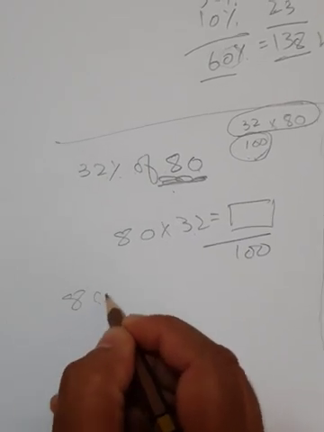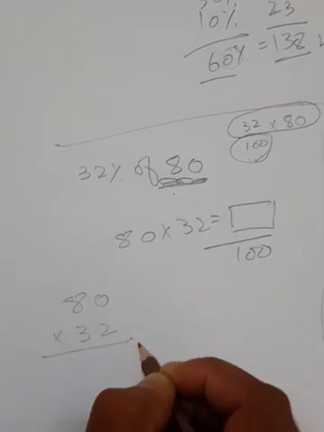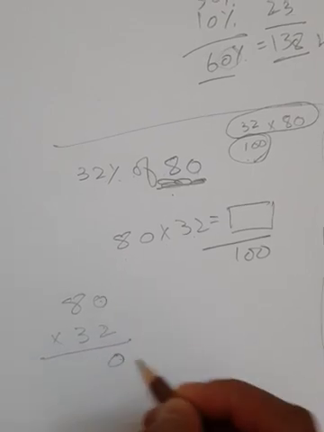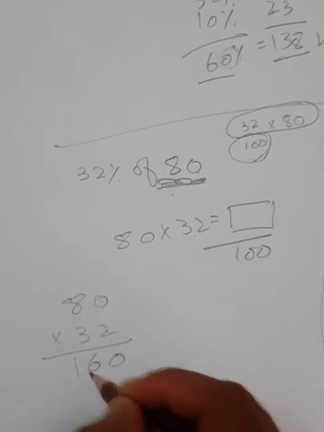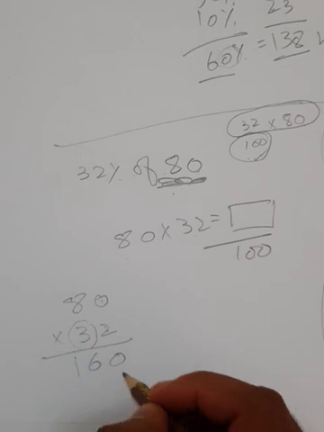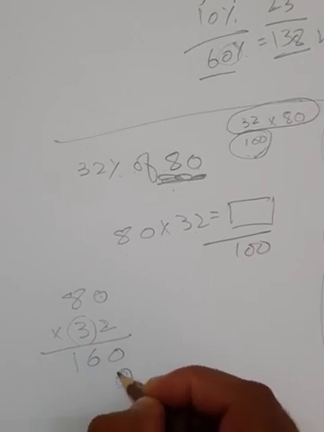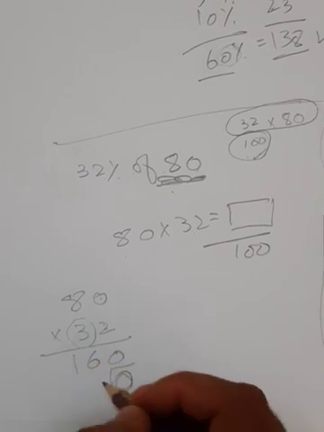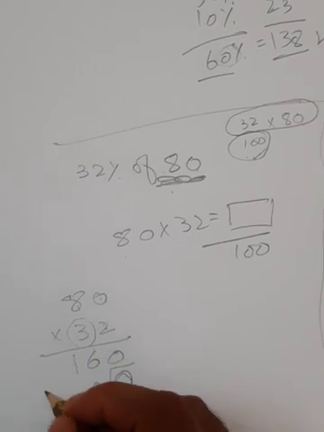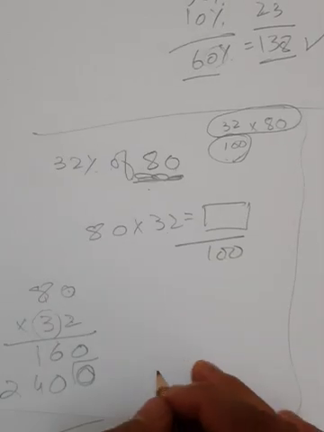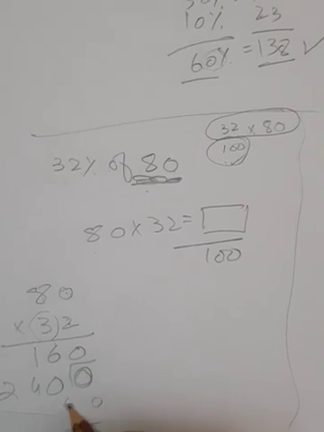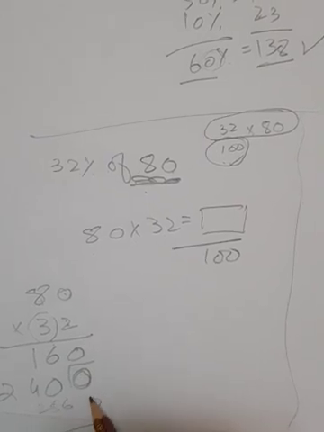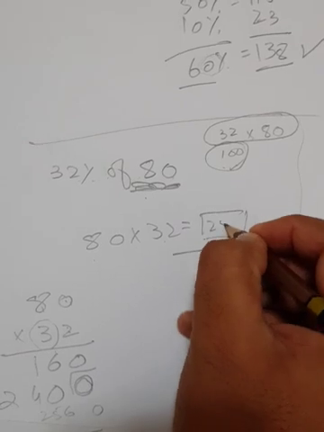So here 80 and 32, I'm doing long multiplication. 2 times 0 makes 0, 2 times 8 makes 16. Now since I'm going for 3, and for that I need a staircase, I put this 0 here to go down here. Now 3 times 0 is 0, 3 times 8 is 24. I will add these numbers: 0, 6, 5 and 2. 2560 is my number here.